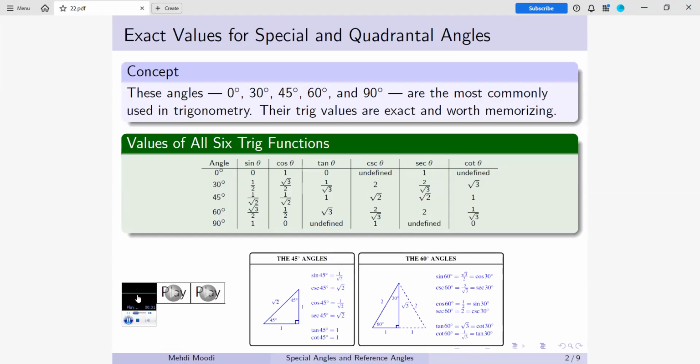Today's focus: the magical world of 30 degrees, 45 degrees, and 60 degrees. These special angles are the celebrities of trigonometry. They get exact values, show up in unit circles, and appear on tests and final exams. We'll also explore how to tame any multiple of these angles around the circle using a reference angle and a little CAST magic.